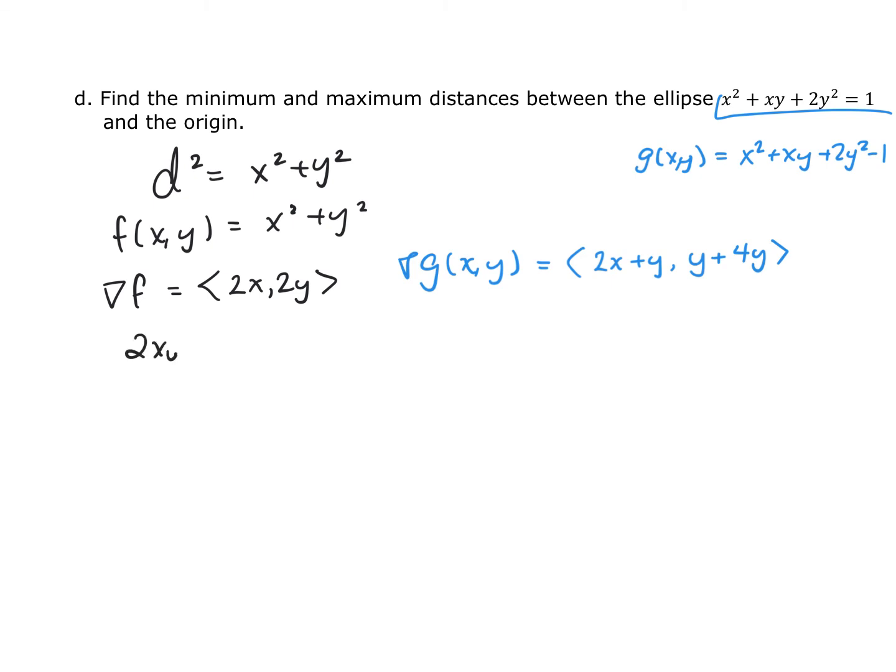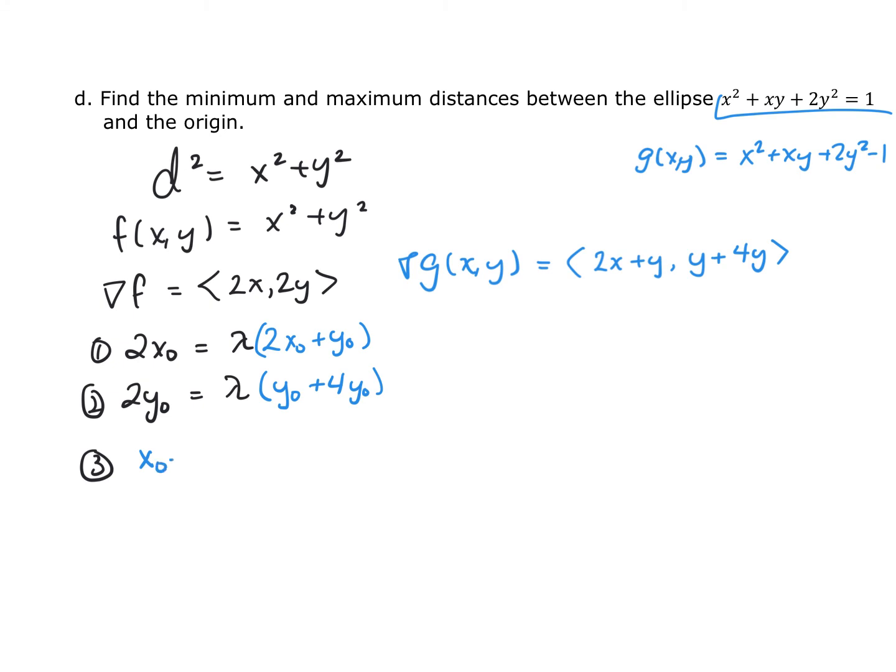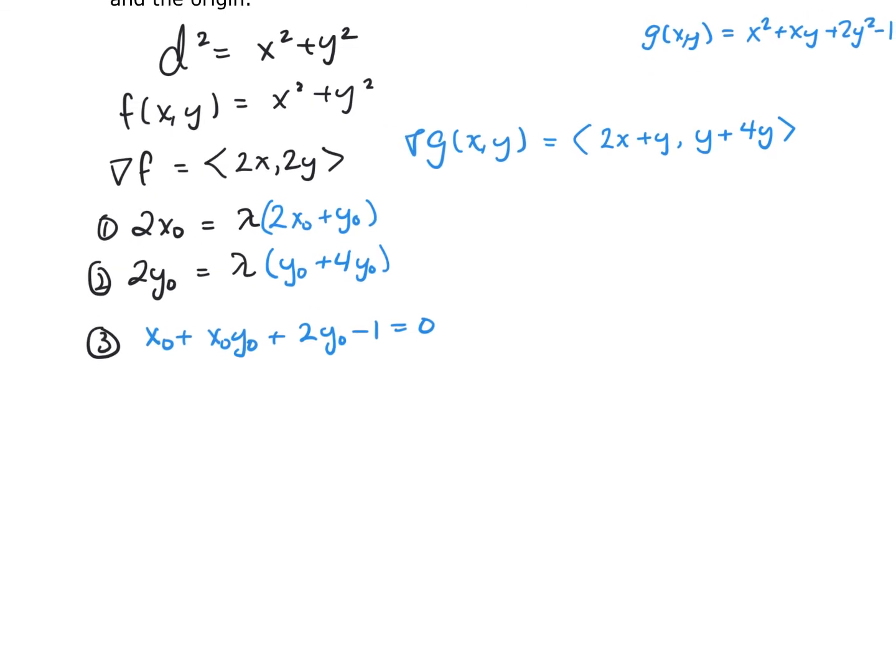So I have 2x naught is equal to lambda, and I only need one lambda here, times 2x naught plus y naught. And then I'm going to have 2y naught is equal to lambda times x naught plus 4y naught. So equation 1, equation 2. My third equation is x naught squared plus x naught y naught plus 2y naught squared minus 1 is equal to 0. So there's my third equation. My three unknowns are x naught, y naught, and lambda.